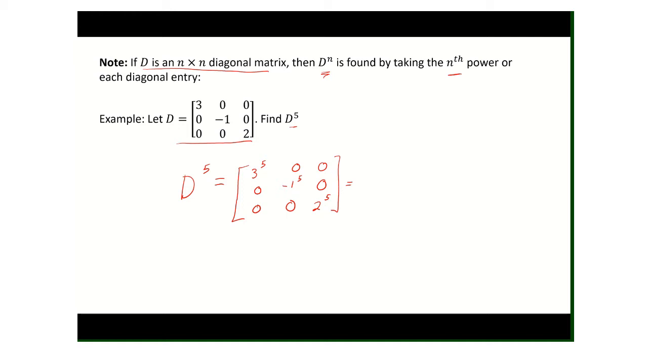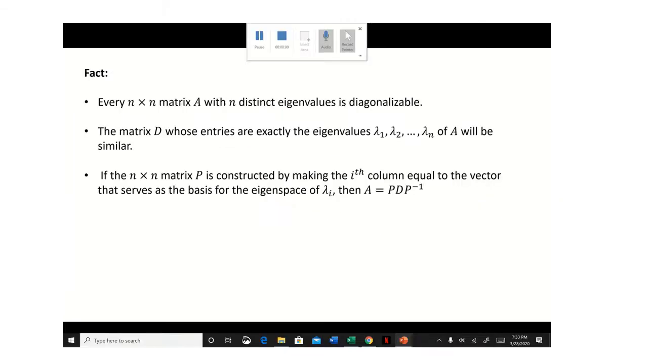And what are all these things equal to? Well, these are pretty easy to calculate. That's 243, 0, 0, 0, negative 1, 0, 0, 0, and finally 2 to the fifth is equal to 32. So see how fast and easy that is? Calculating powers of diagonal matrices is actually very easy.